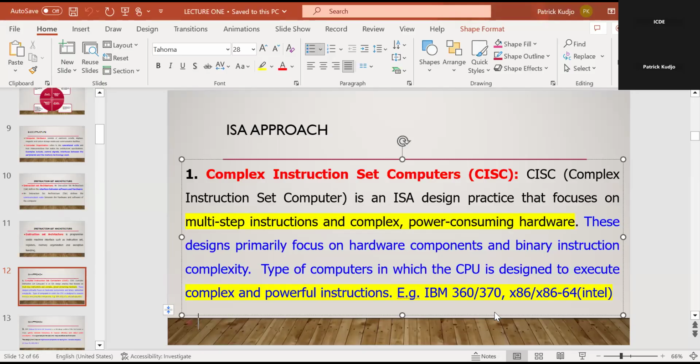And I've given some examples over here: the IBM 360/370. These computers are designed to handle or to execute. And in computing, when we say execute, you know what execute is. So they will only deal with complex and powerful instructions, multi-step instructions.